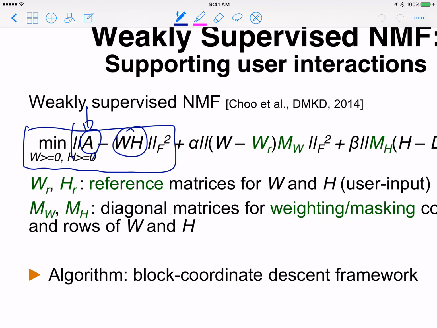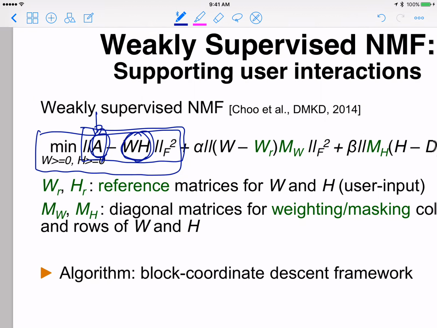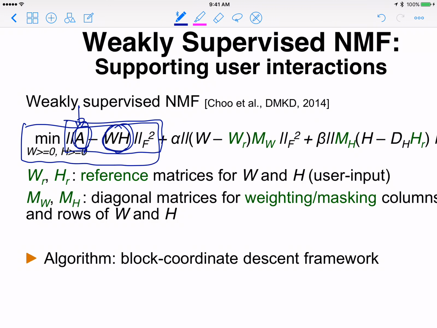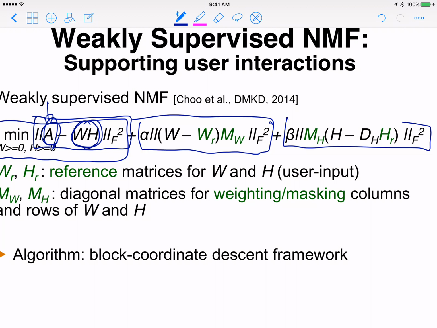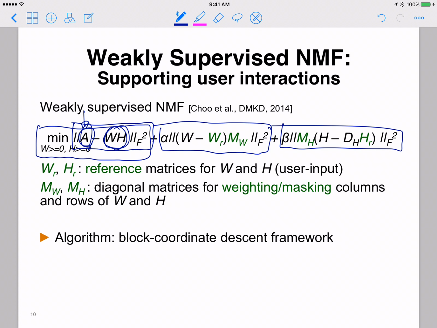So we basically want to minimize the difference between A and the product of our output matrix W and H. And now let's consider these two additional criteria, which work as a kind of regularization, or also as a channel, a means of applying the user inputs. Okay, so here, you can understand it as follows.